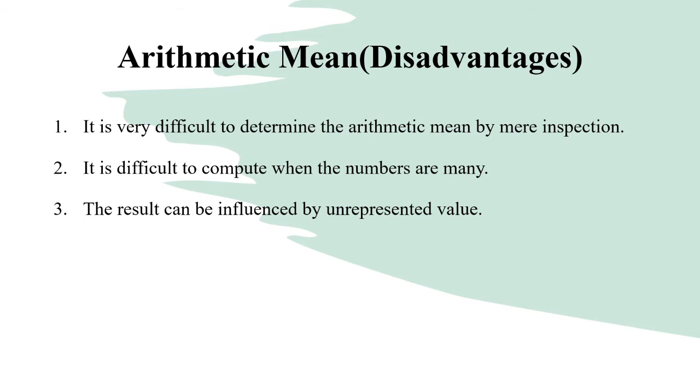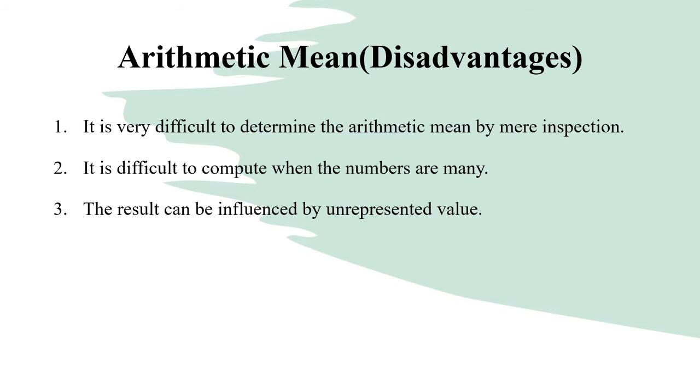The results can be influenced by unrepresented values. For example, if you omit a value or a value was not added, it can affect the average of that given population. So you must always ensure that you don't omit any value when you are calculating your arithmetic mean, so that you can get the correct answer.